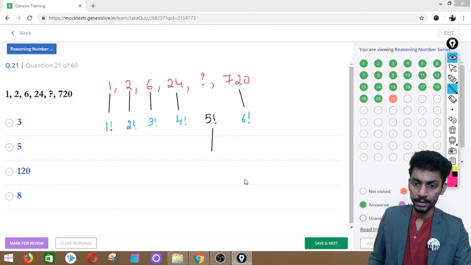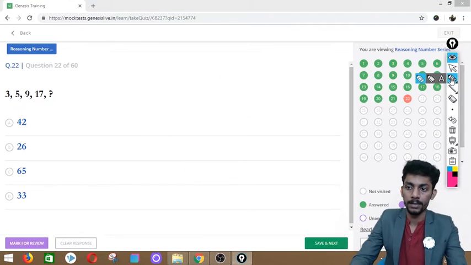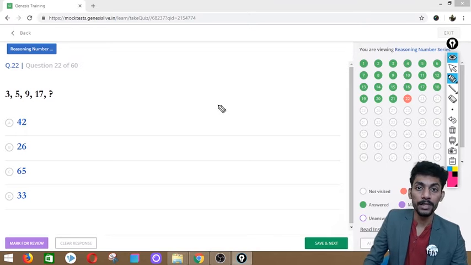So what is 5 factorial? 5 factorial is 120. The answer is 120. That is option C. Next question, question number 22.